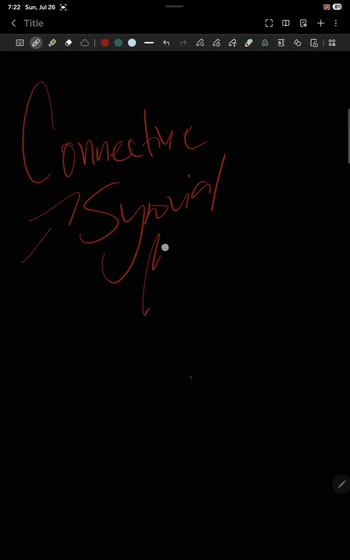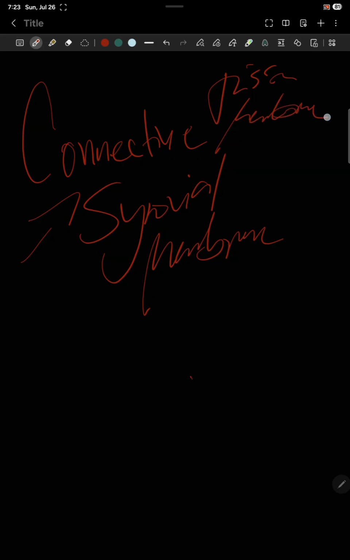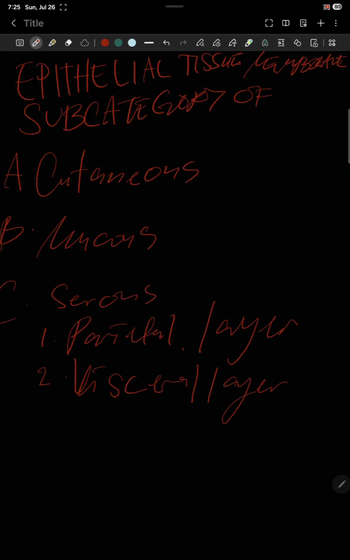I forgot to mention that the connective tissue membrane is represented by the synovial membrane. Okay. So hello. I will now discuss the subcategories of the epithelial tissue membrane. As I said earlier, the epithelial membrane consists of cutaneous, mucous, and serous membrane. So I will now talk about it.